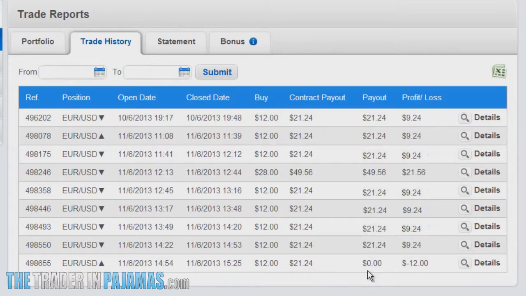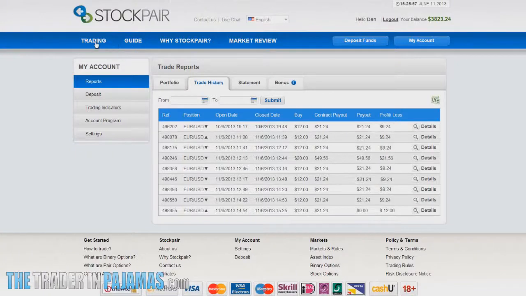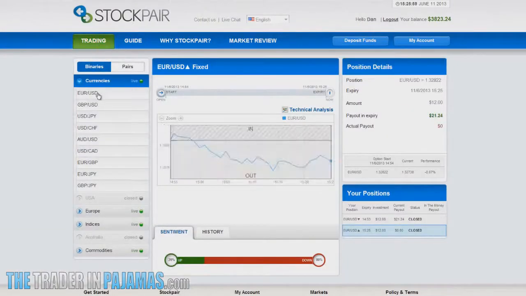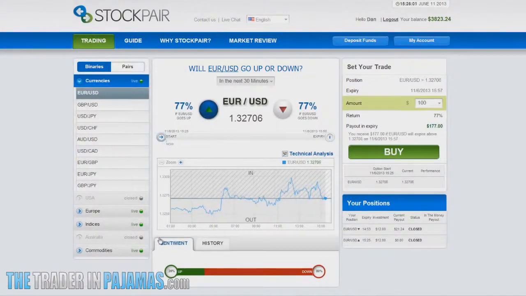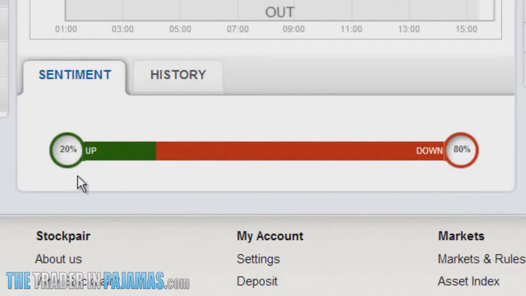All right. Now, because the last trade of $12 was a losing trade, I'm immediately moving on to step 3, and I'm submitting my second trade of $28. So we check the sentiment tool, and as you can see, the majority of traders are saying it's going to go down.